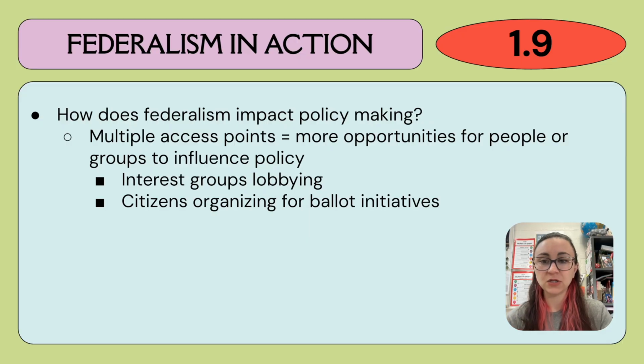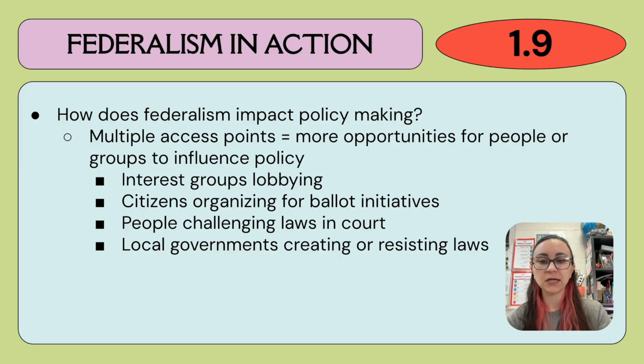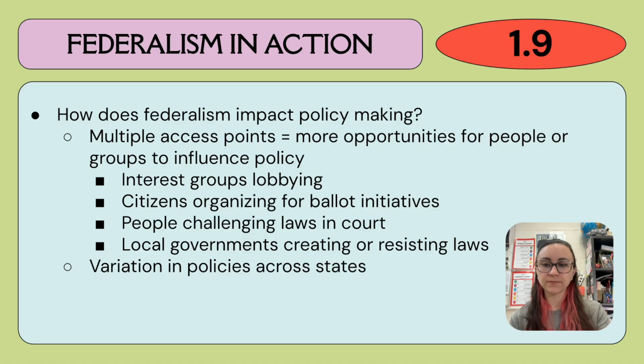So that could look like interest groups lobbying, citizens organizing, people challenging laws in court, local governments creating or resisting laws. Sometimes that means that the federal government will pass a law and then states will kind of challenge that, say, no, actually, we're not going to be doing that. And we're not going to comply with that law because it's unconstitutional. And so then that's where the courts step in.